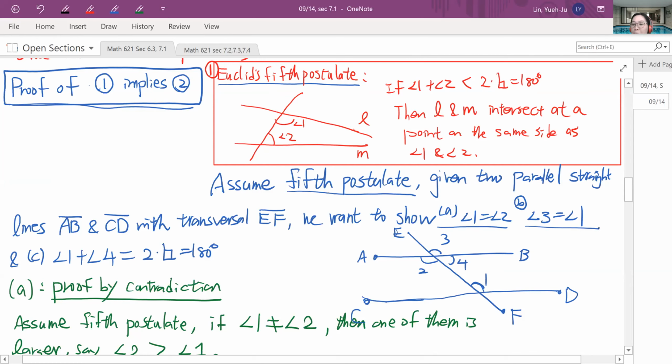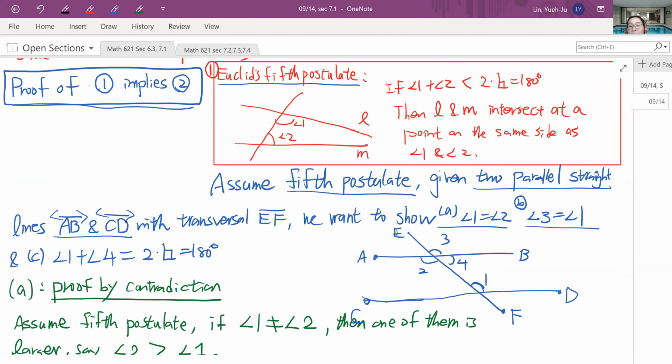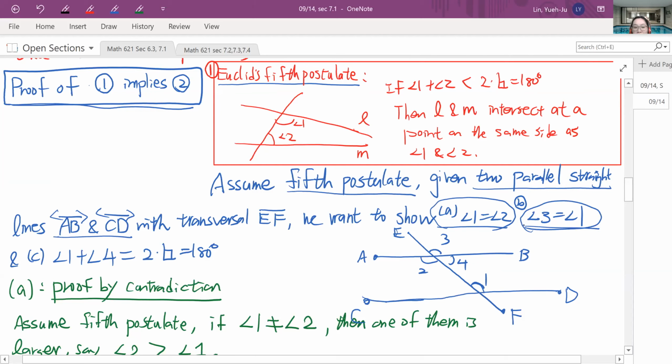So assuming the 5th postulate, essentially I have 2 parallel straight lines, AB and CD, and we have the transversal EF. And the second statement claims that angle 1 should be equal to angle 2, and angle 1 equals angle 3. And also angle 1 plus angle 4 is going to be 180. These A, B, and C are the things that we want to prove, assuming the 5th postulate is true.